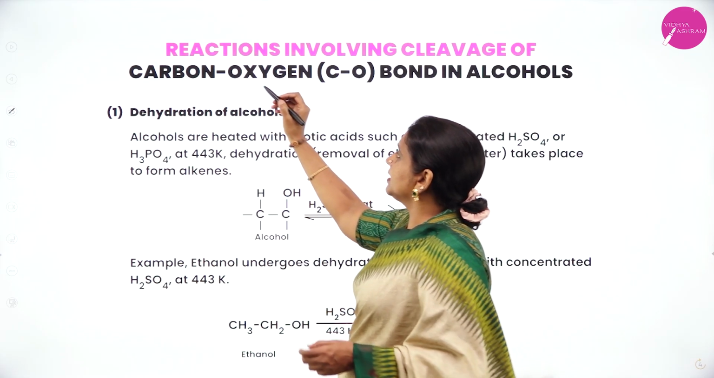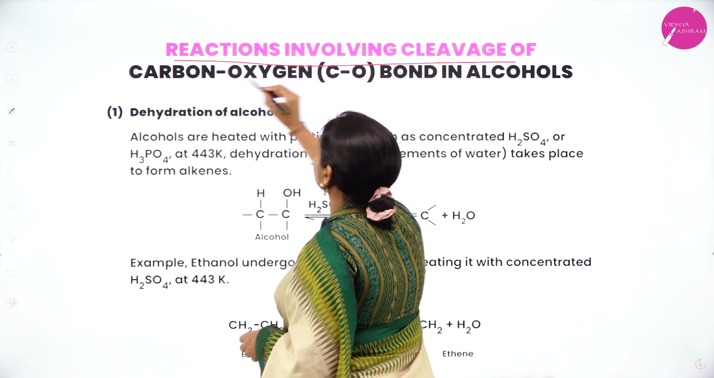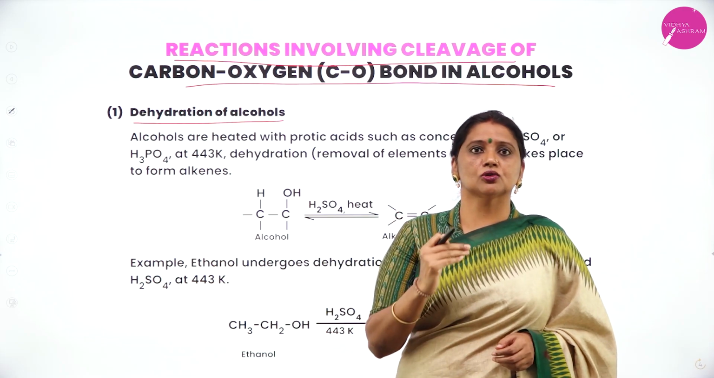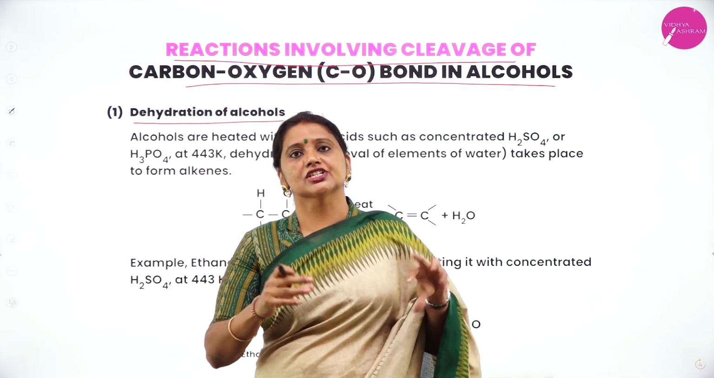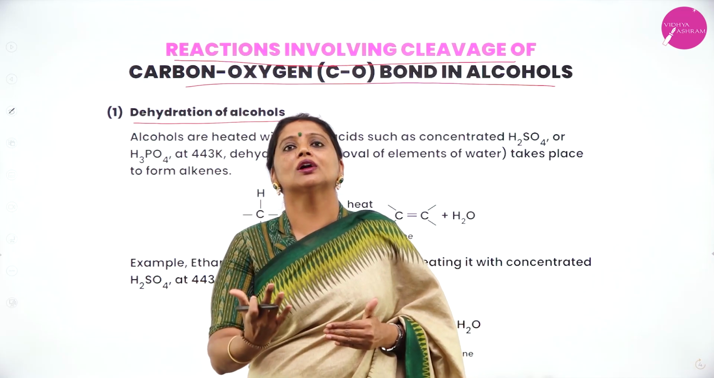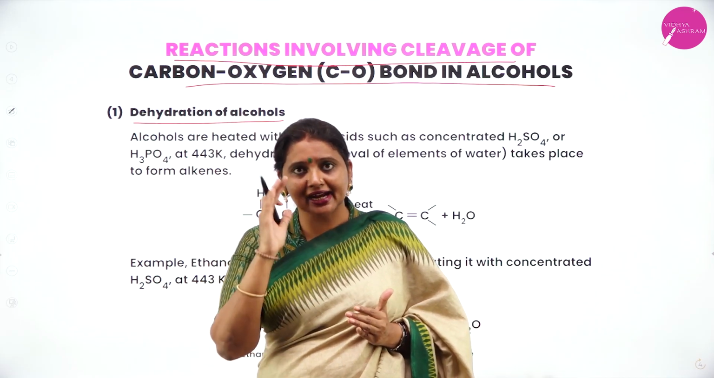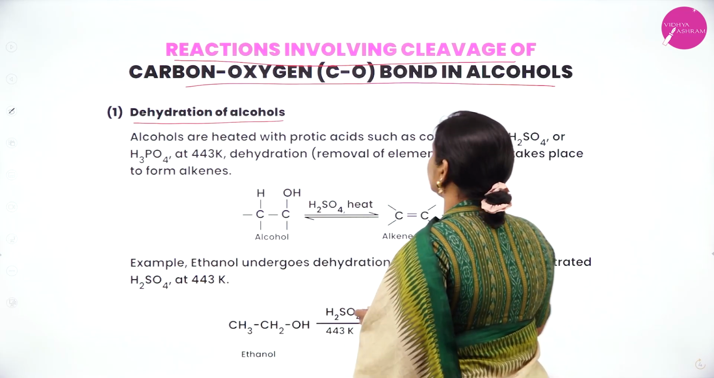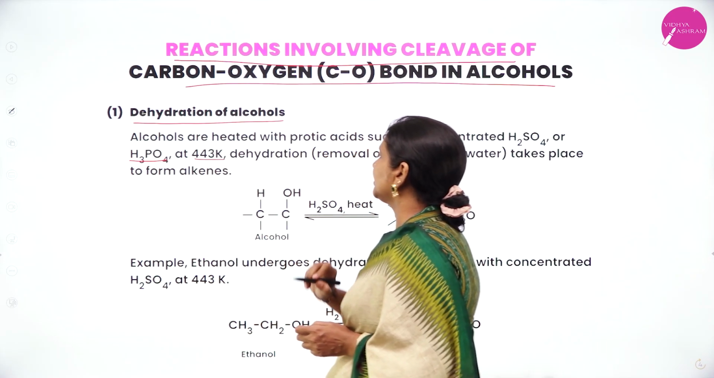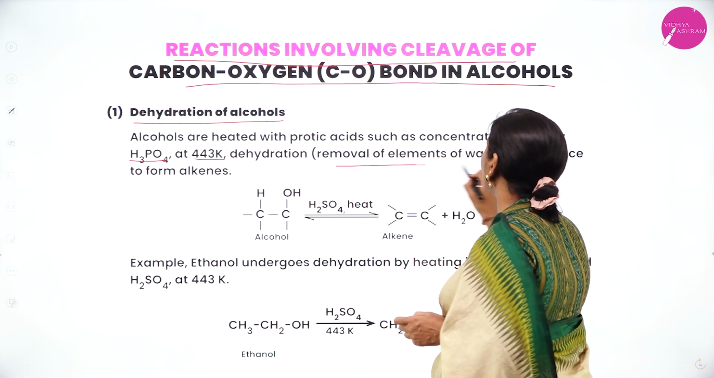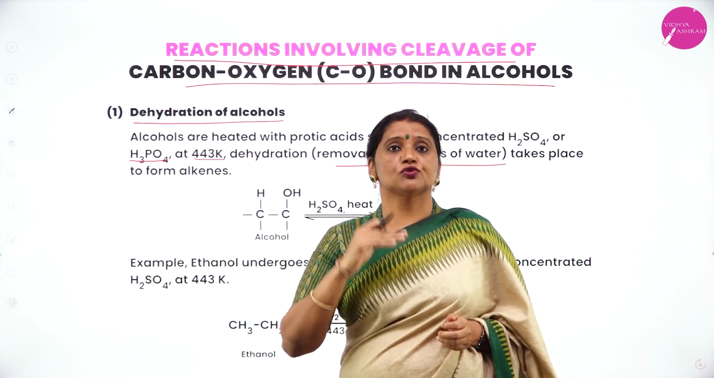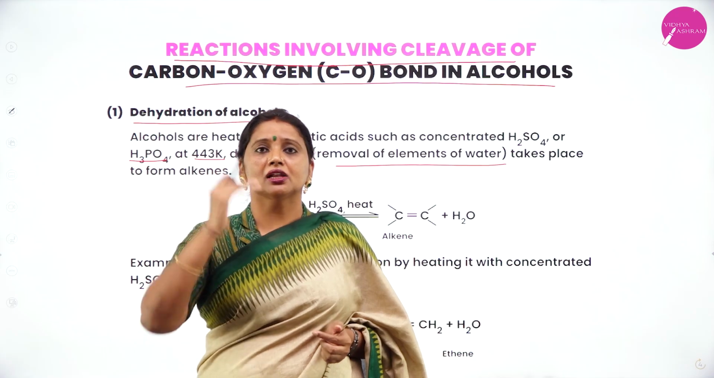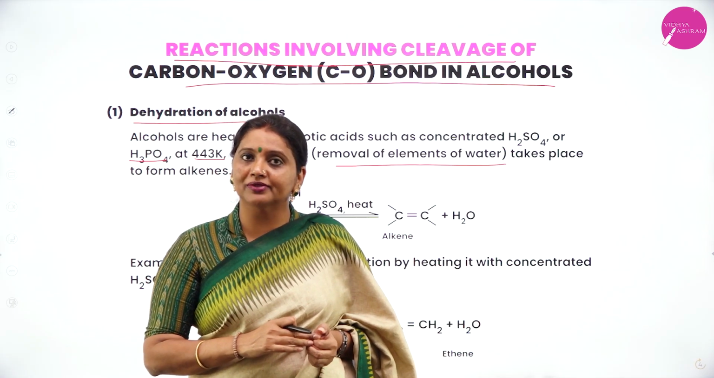Now, the first one, reaction involving cleavage of the carbon-oxygen bond in alcohol, is dehydration of alcohol. Already you know what dehydration is. Dehydration means removal of water. Alcohols undergo dehydration in the presence of protic acids like concentrated sulfuric acid or H3PO4 at 443 Kelvin. Dehydration, removal of elements of water, takes place to form alkenes. What's the product formed when alcohols undergo dehydration? The product formed is alkene.